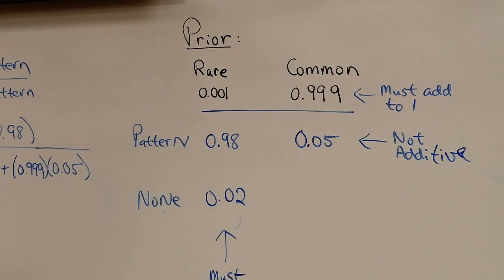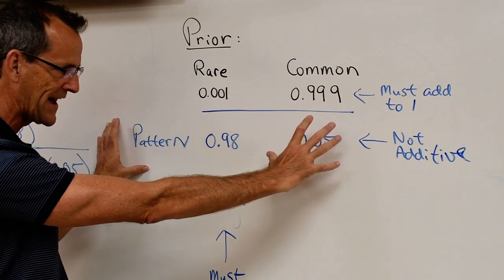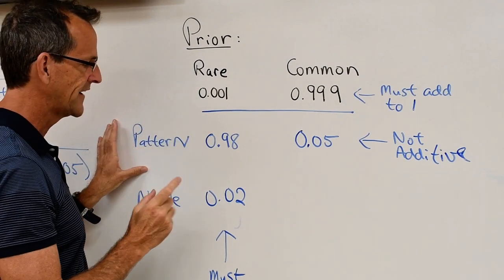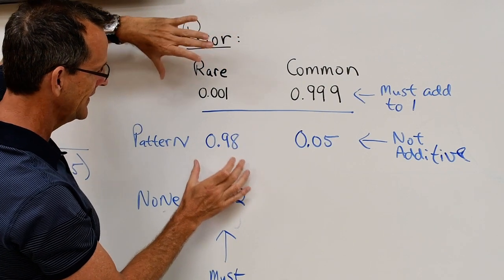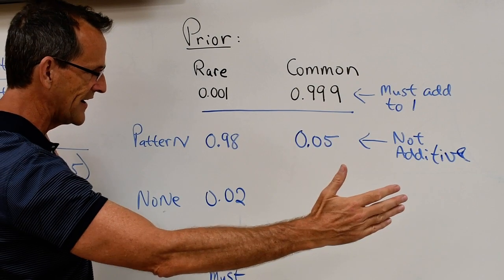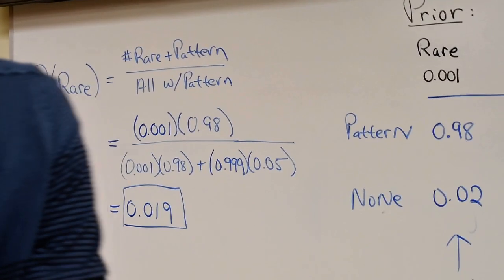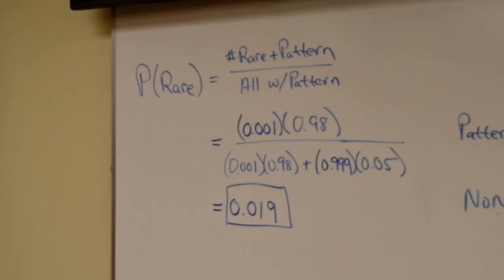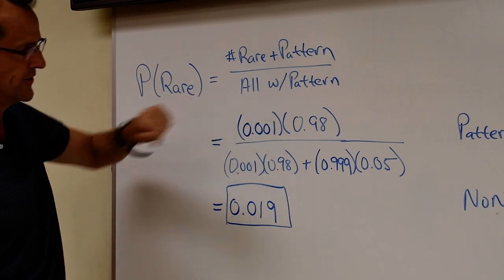Okay, so the question is asking, we see something with a pattern, so we're in this top row here. It's got a pattern. How likely is it that it's the rare beetle? Well, two things have to be true: it's got to have the pattern and it's got to be the rare beetle. But all we know is it's got the pattern, so it could be the common one as well. So we need a ratio of rare with the pattern divided by all of the beetles with patterns.